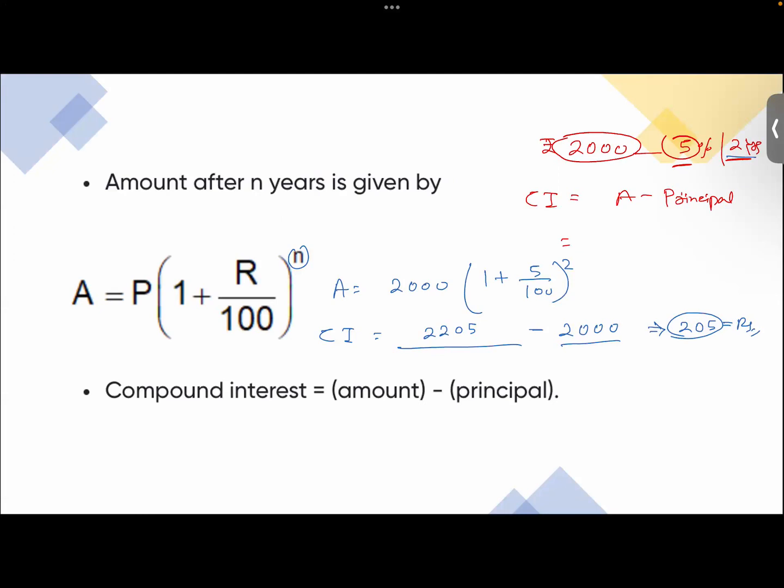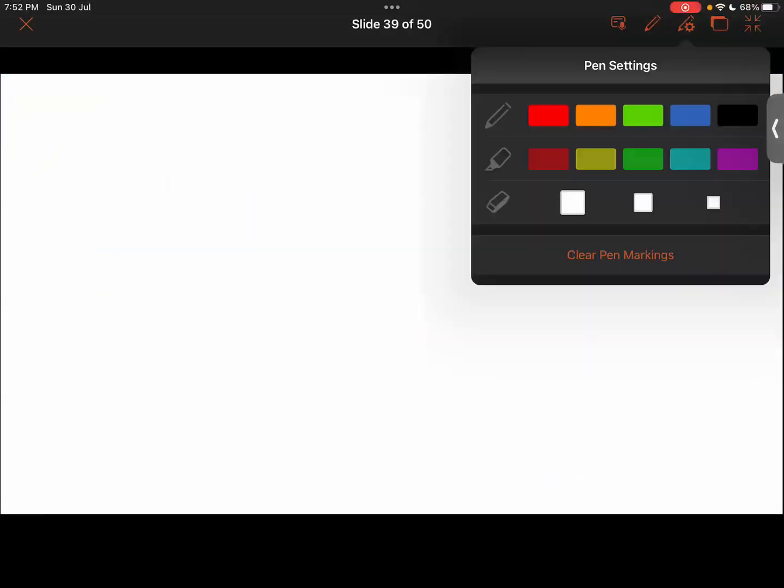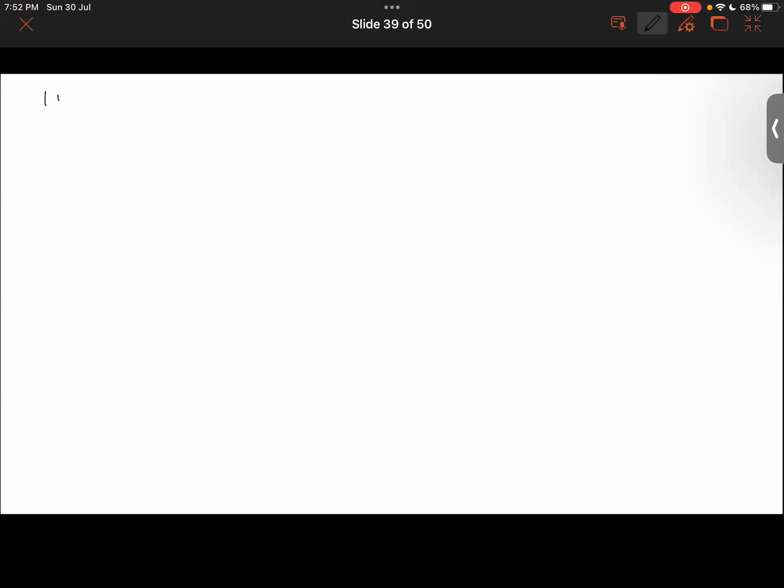But what if I say that for the first year the rate is 5%, and for the second year the rate has changed to 8%? In that case, how do we calculate the amount? Let's discuss that one. So the topic is amount when rates of interest are different for different years.